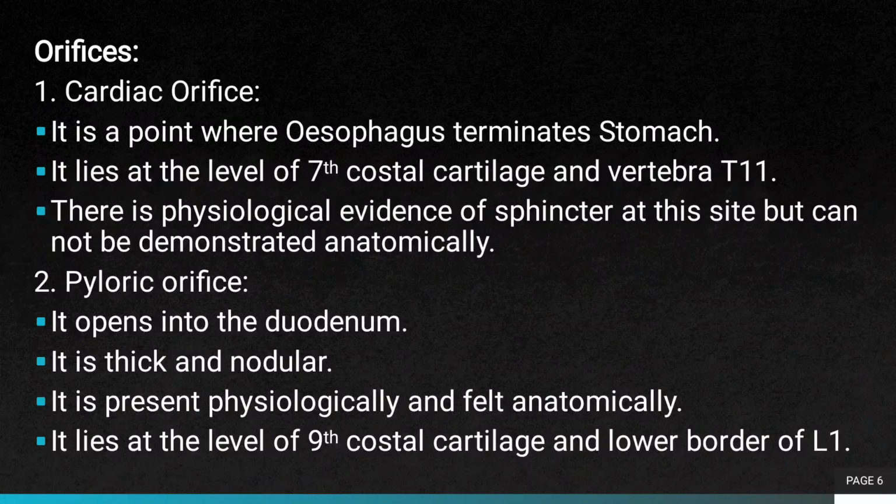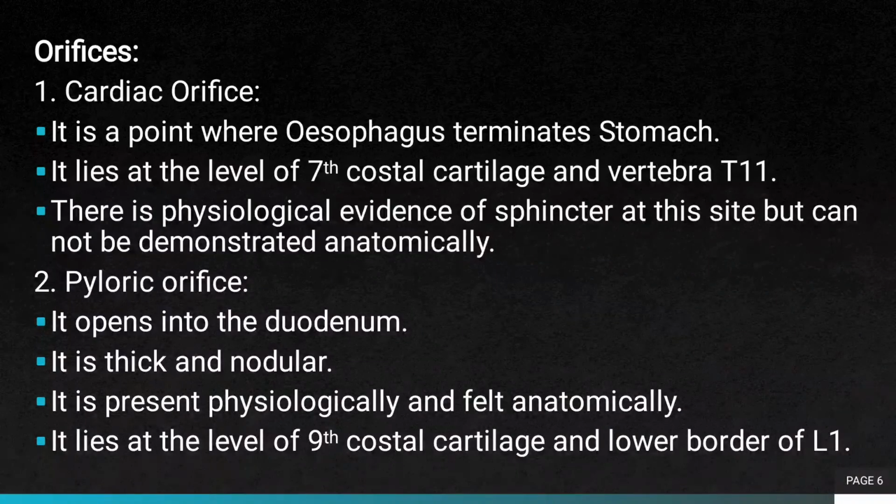Now, the cardiac orifice lies at the level of the 7th costal cartilage and vertebra T11. There is physiological evidence of a sphincter at that site but it cannot be demonstrated anatomically. So what does this sentence mean? Physiology is the function of any organ, and anatomy is the structure of any organ. So there is physiological evidence, which means we know there is some function of this sphincter at that site, but when we look structure-wise we cannot demonstrate it anatomically.